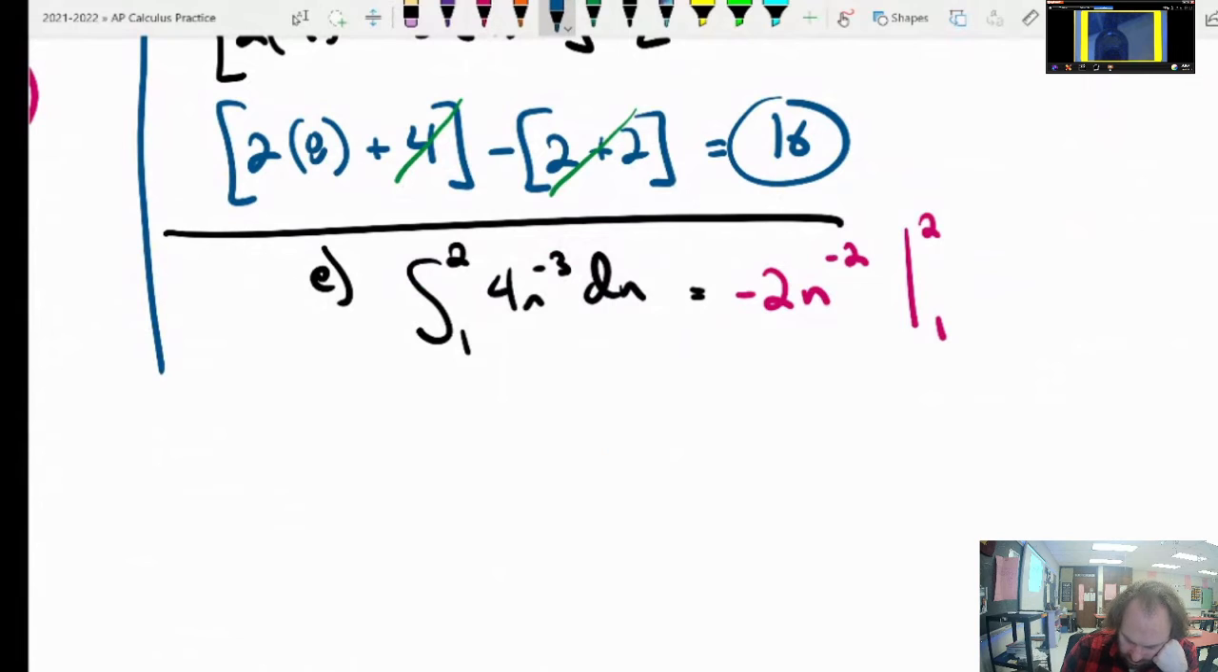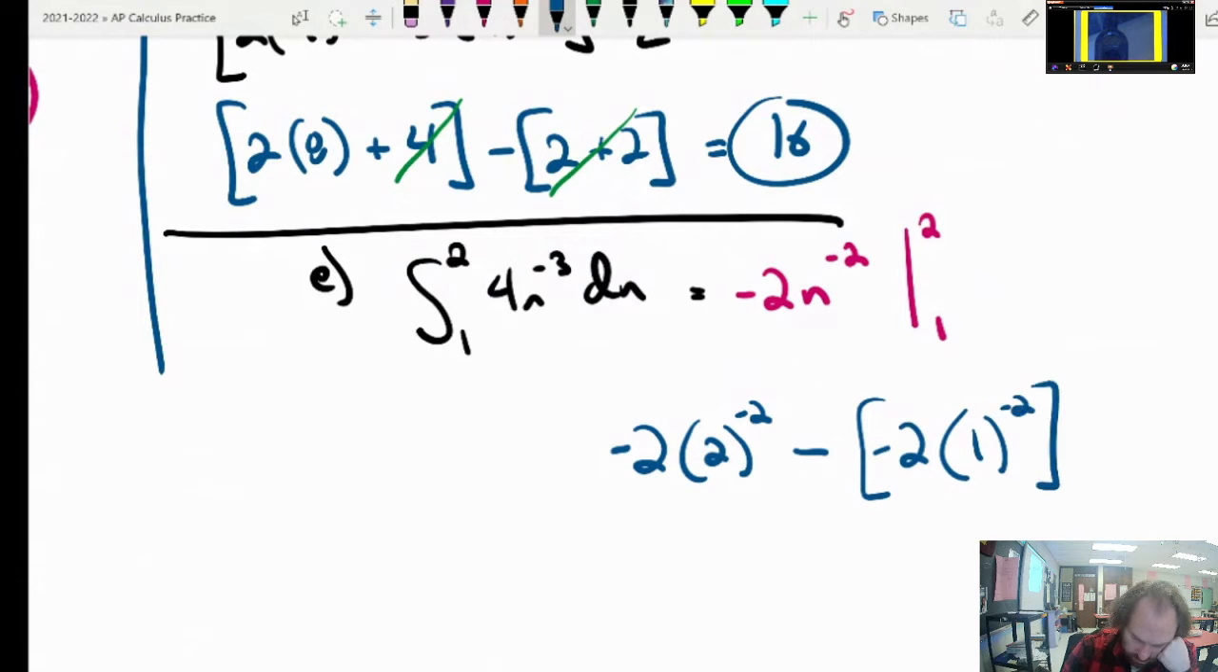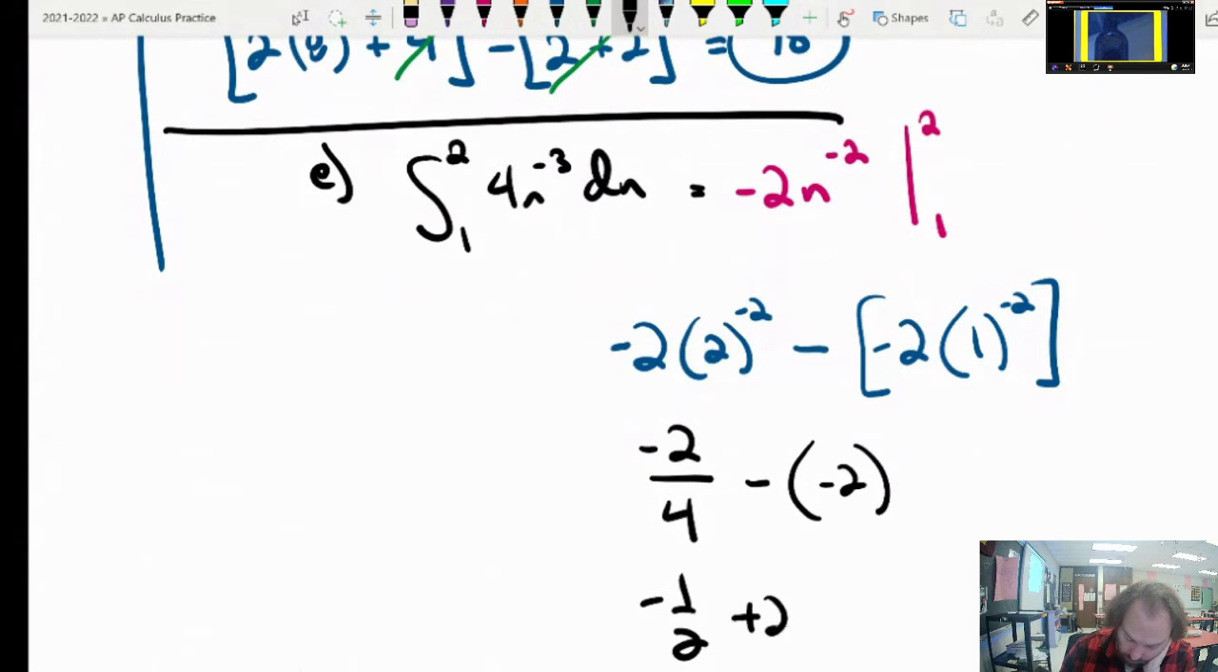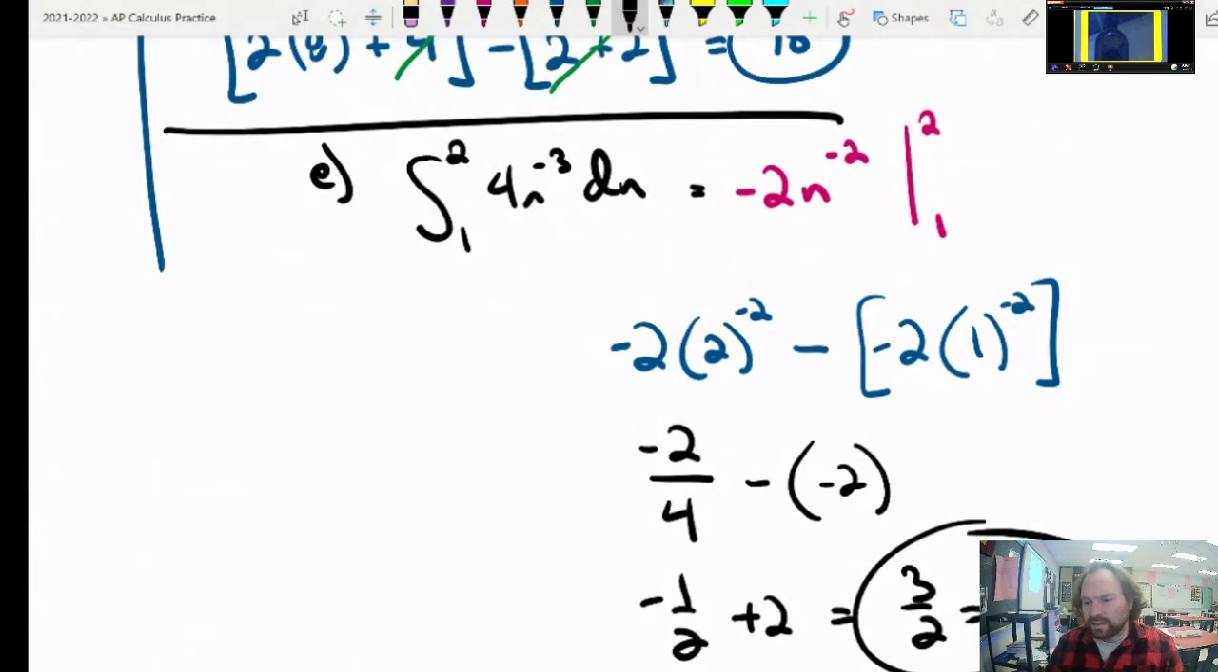So this will be negative 2 times 2 to the negative second power minus, in parentheses, negative 2 times 1 to the negative second power. So let's see, 2 to the negative second power is, this is negative 2 over 4 minus, that's just 1, so this is minus negative 2. So this ends up being negative 1/2 plus 2, which is 3 over 2, or 1.5, if you like it. There you go. Not too terrible.